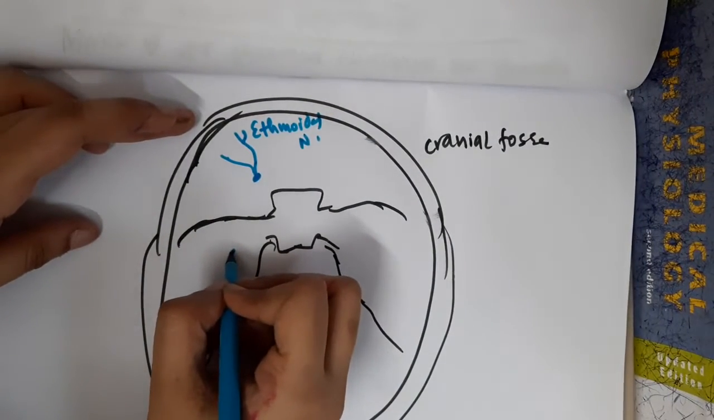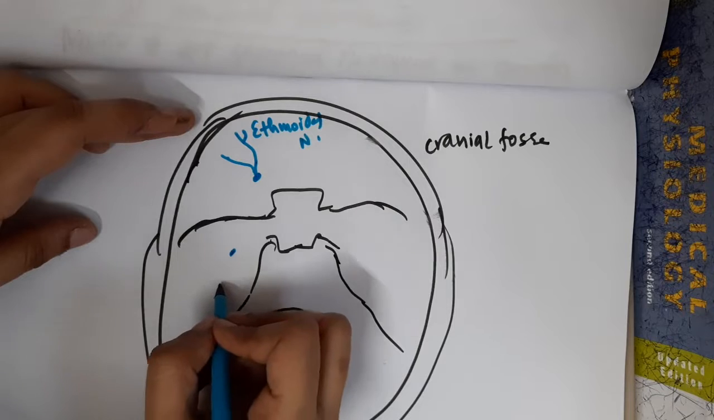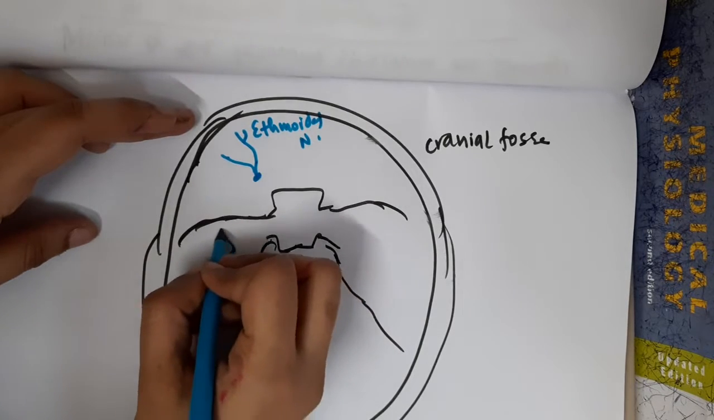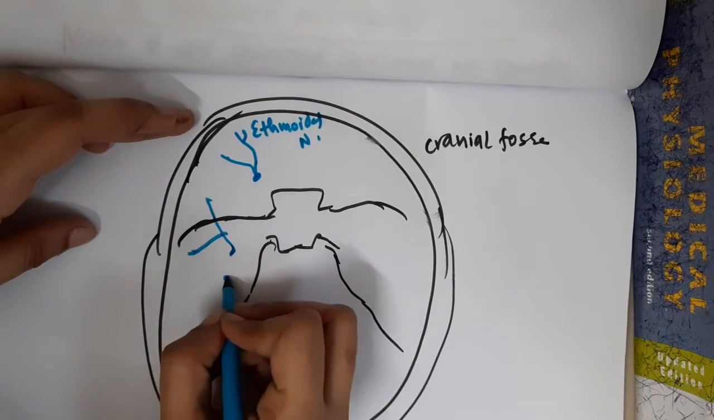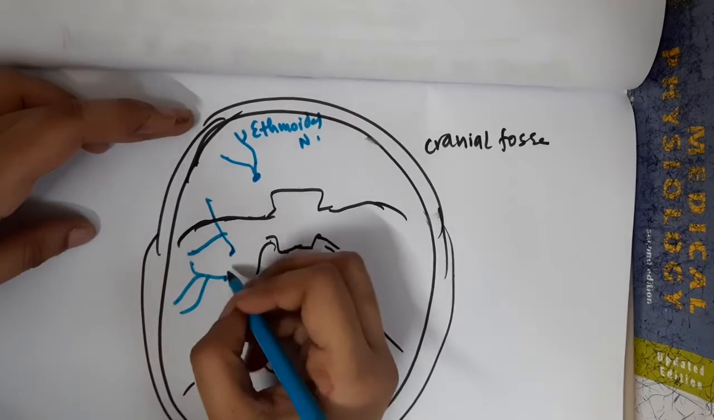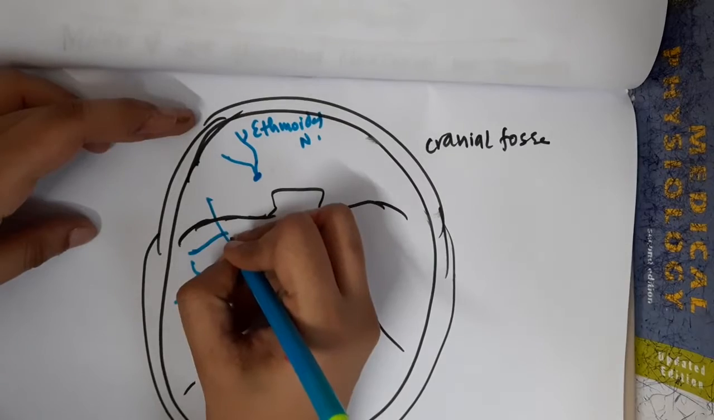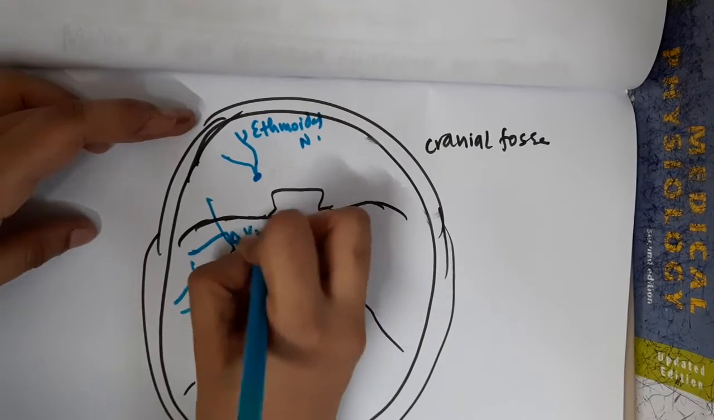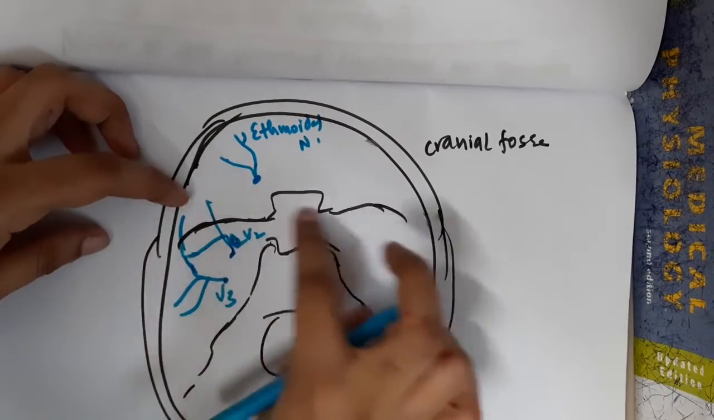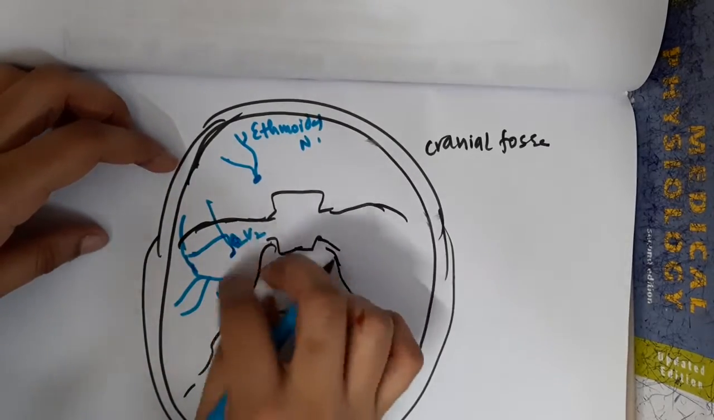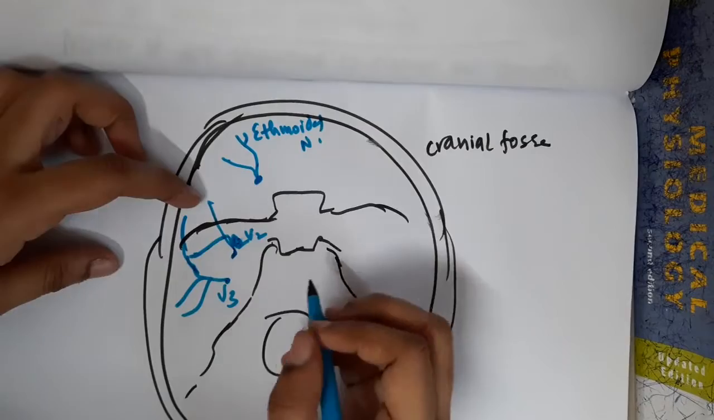Then meningeal branches will be there. Meningeal branches from the maxillary nerve and meningeal branches from the mandibular nerve. So this is V3 and V2. These meningeal branches will give branches to the middle cranial fossa and also to the anterior cranial fossa.